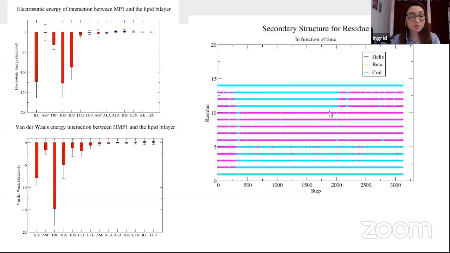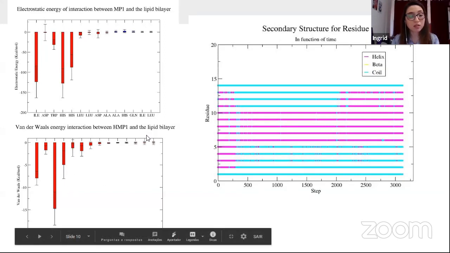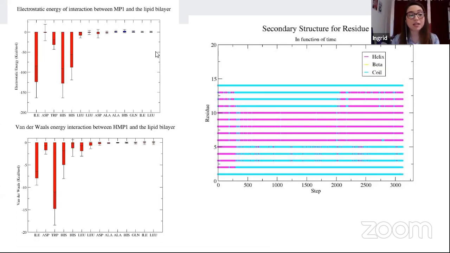And the secondary structure is not as stable as MP1. It gets unfolded a bit more, but it also has a helix configuration here. And the electrostatic energy shows almost the same behavior as the MP1, but this C-terminus part is not interacting that much, but there's a matter of distance because this part of the peptide does not get adsorbed in the bilayer as MP1 did.